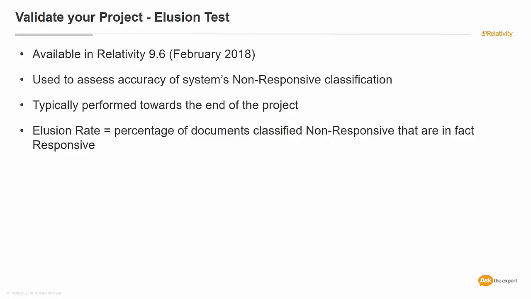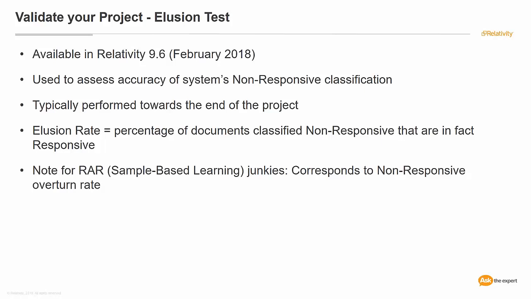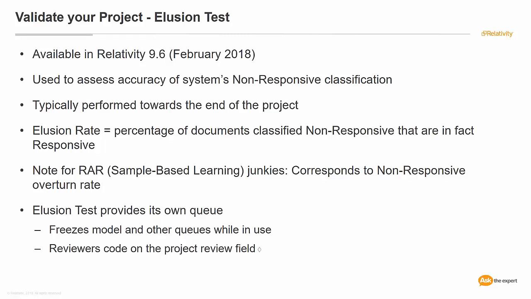And the elusion rate, as we've been indicating, is the percentage of documents classified by the system as non-responsive that are in fact responsive, based on the reviewers reviewing that sample of documents. And anyone who worked with RAR and is familiar with our sample-based learning tool, this Elusion Test essentially corresponds to the non-responsive overturn rate. If you're not familiar with RAR or don't know what this means, you can just ignore it, but I wanted to point that out. And the Elusion Test, we'll see, has its own queue.